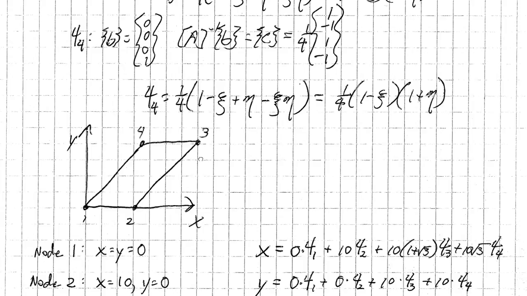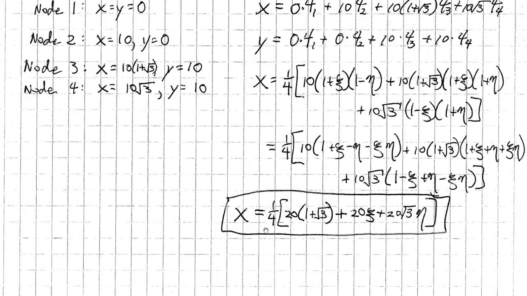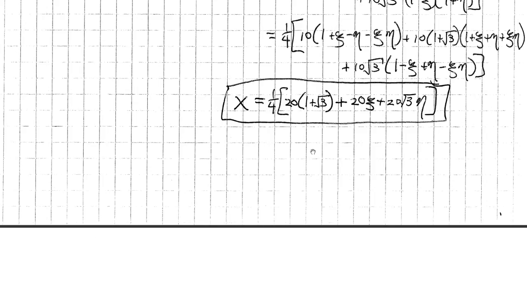And now we go back and plug in values for x and y. So remember, to get x and y, we're going to plug in these values and do a summation on psi 1, 2, 3, and 4. And what all this is leading to is a relation between x and y and zeta and eta, right? So here's our relation for x. Now the Jacobian, here's our definition of the Jacobian.